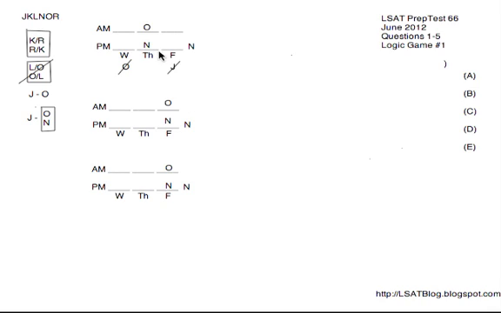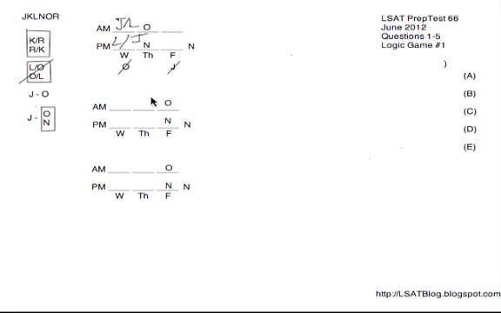Now, if O and N are on Thursday, we know J is going before them, so we're going to have J and L interchangeable on Wednesday. Of course, since J is not going with K or R, and it can't go with O or N, it has to go with L. So J and L interchangeable on Wednesday versus J and L interchangeable on Wednesday or Thursday in the bottom possibility.